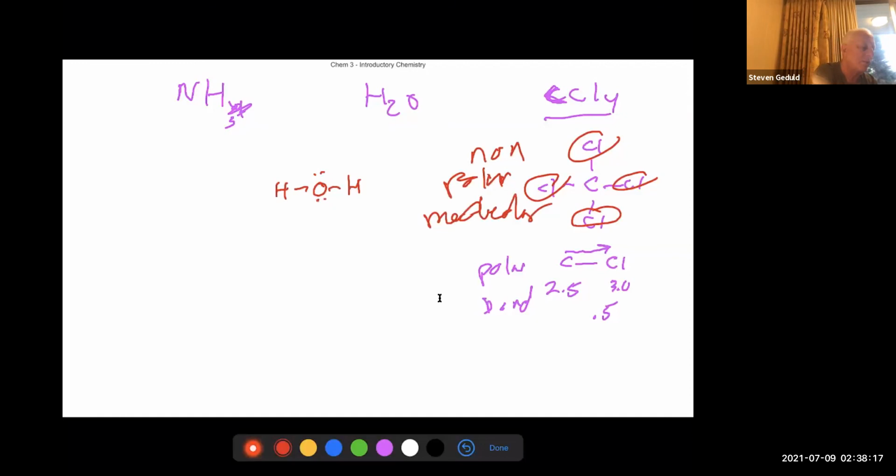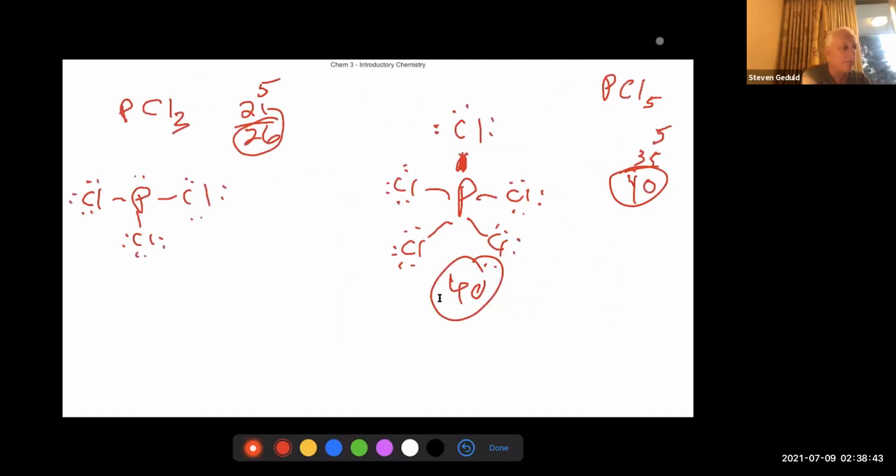Hydrogen-oxygen bond. Oxygen is 3.5. Hydrogen is 2.1. It's a difference of 1.4. Okay, so this is a polar bond. Oxygen is more electronegative than hydrogen, so it pulls the electrons that way.